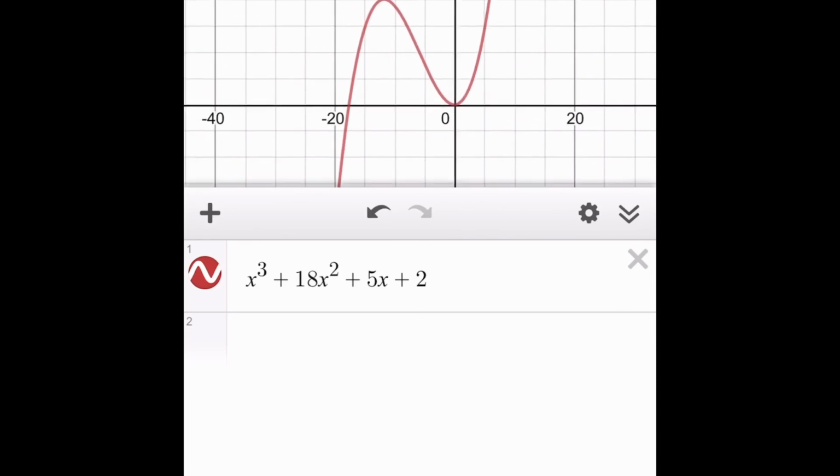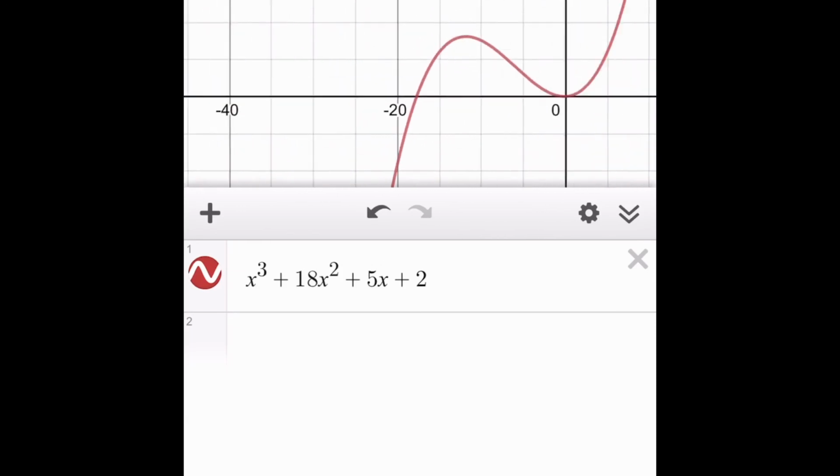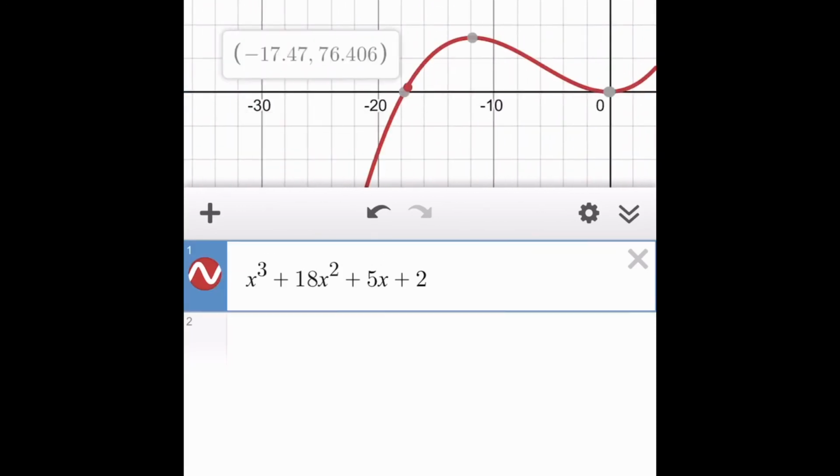You may have expected for us to get 3 points, but that is incorrect, because third degree functions will not necessarily cross the x-axis 3 times. And as with this function, we only get 1 point. And there we have it, the zeros of our third degree function.